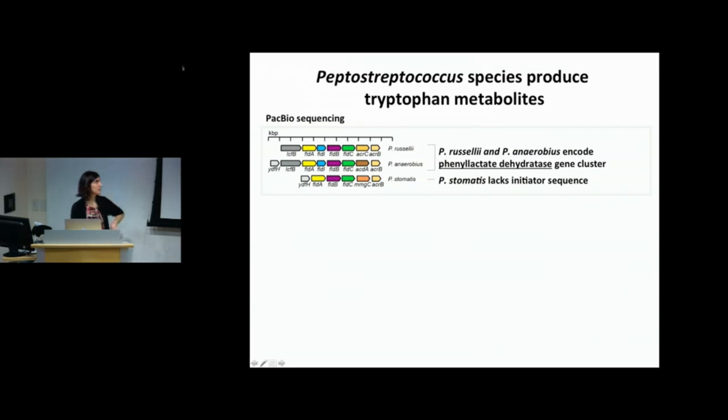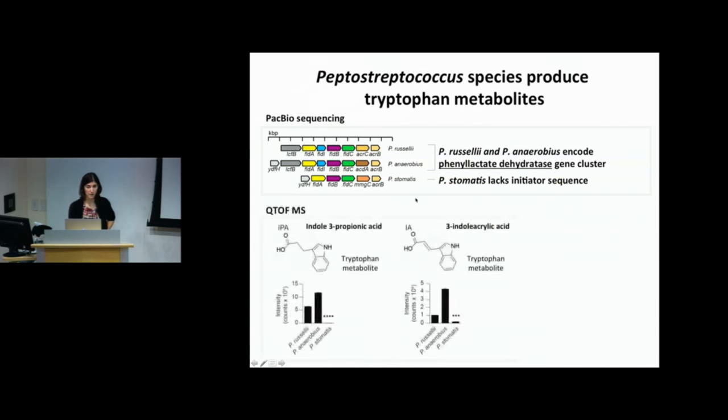We honed in on this particular cluster, the phenyllactate dehydratase gene cluster, that has genes that are involved in tryptophan metabolism. And these had been previously shown in another species to be responsible for making indole propionic acid, which was a beneficial molecule. So some of these species have the full cluster, and one of them, P. stomatis, did not have the full cluster, so we predicted it would not be able to make these molecules. And when we used mass spec to search for the molecules, we saw that indeed in culture, P. russellii and P. anaerobius were able to make these two tryptophan metabolites, indole propionic acid and indole acrylic acid, whereas P. stomatis was not.